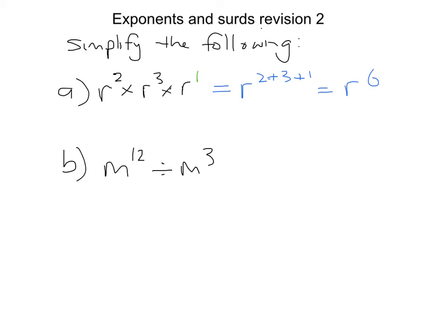For the second one here, we have a division, so m to the 12 divided by m to the power of 3. When we have division, then we subtract the powers. So this will be equal to m to the power of 12 take away 3, which is m to the power of 9.